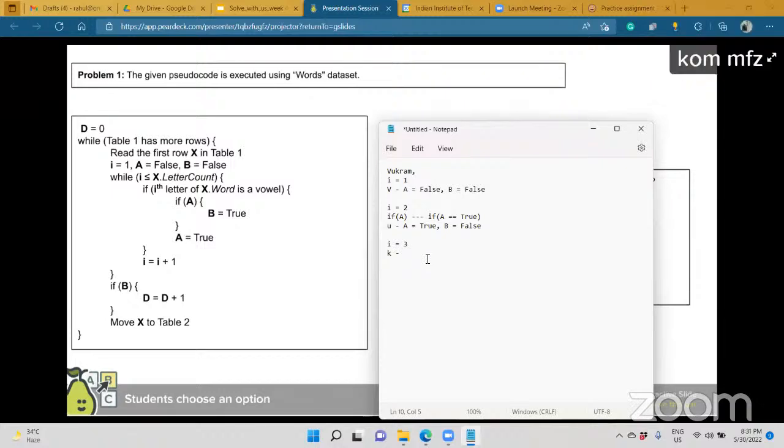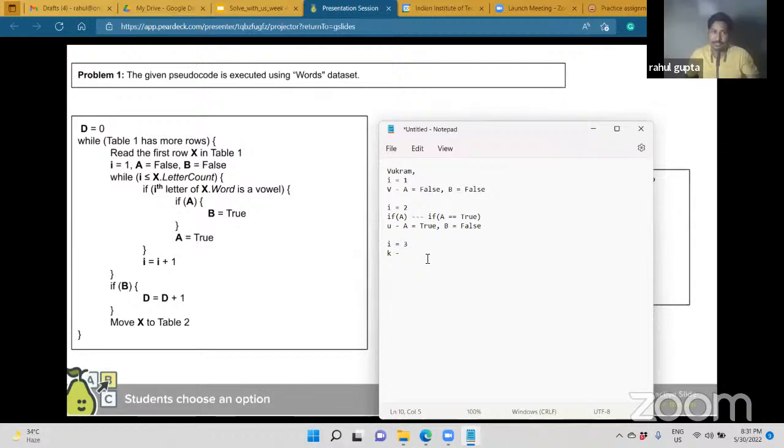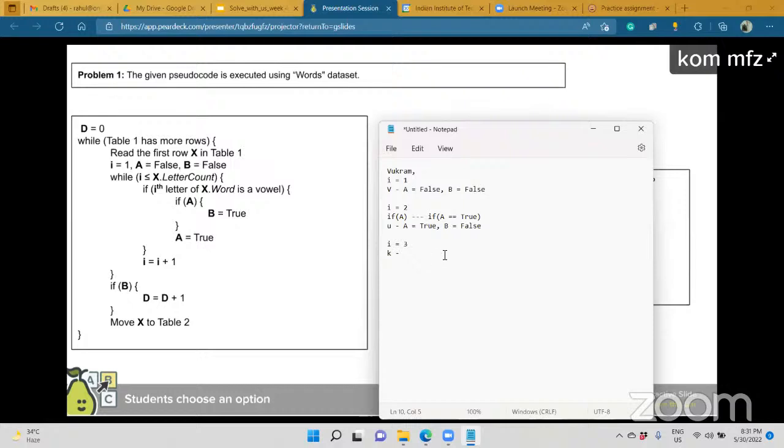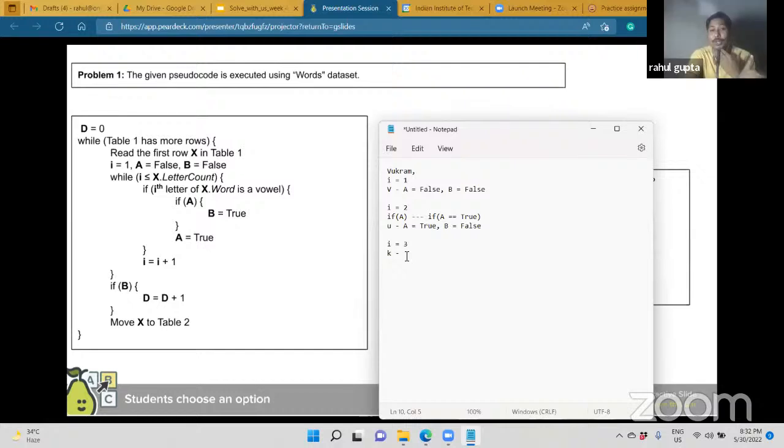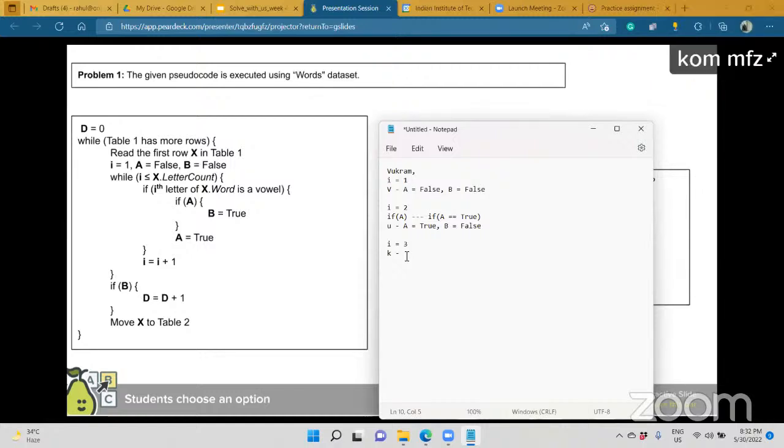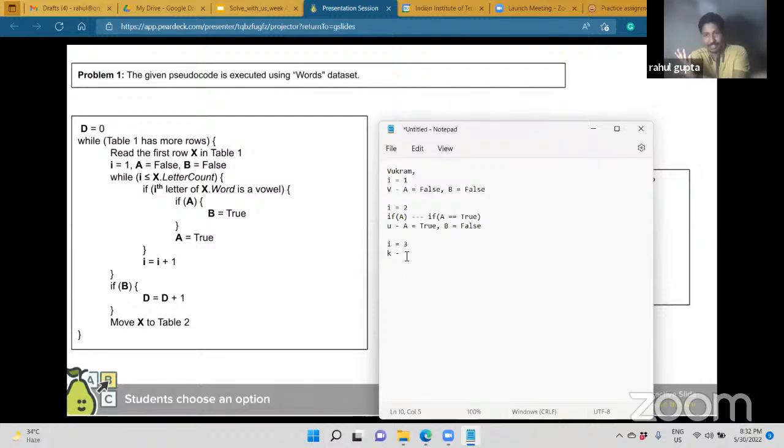Whenever we get another vowel, A is still true, so it will enter the loop. We are not turning it off. That means at least two vowels can be found in this word. Kazari, you are totally right, because B is also not turning it off. Once B is set to true, it is not becoming false again. So once you see the third vowel, it doesn't matter whether you see it or not.